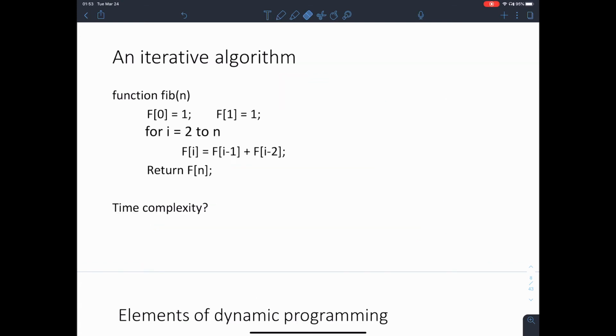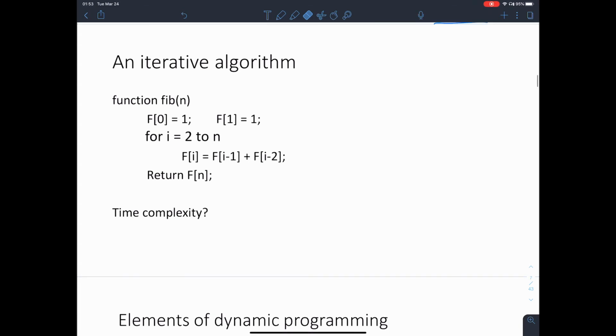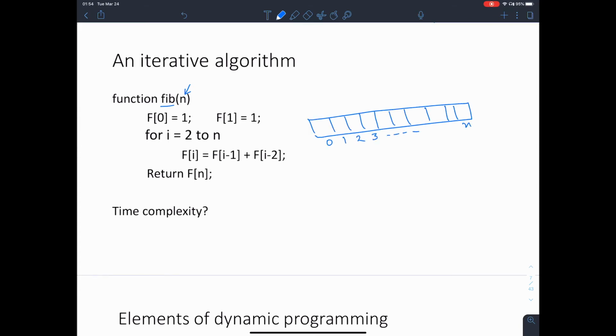Now let's see how we can convert the exponential runtime algorithm into a linear runtime algorithm by converting the recursive algorithm into an iterative algorithm. The way this algorithm works, it creates another function called fill, which takes an input, or argument, n. At the end, it will return the nth Fibonacci number. It creates an array with size n plus 1, so the last index is n.